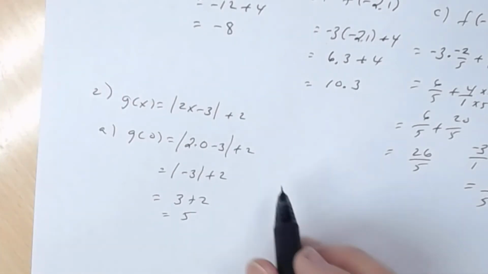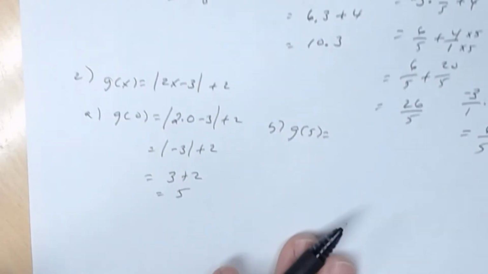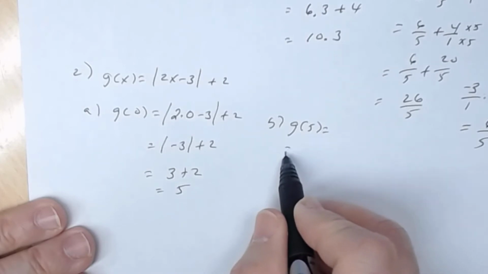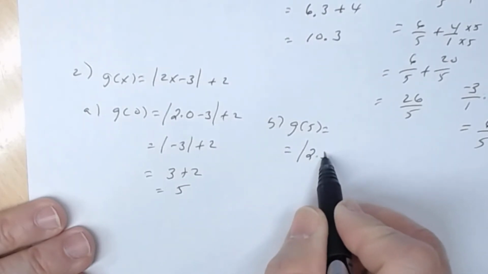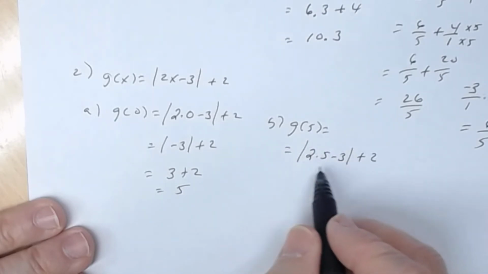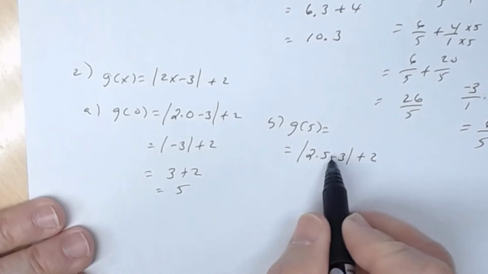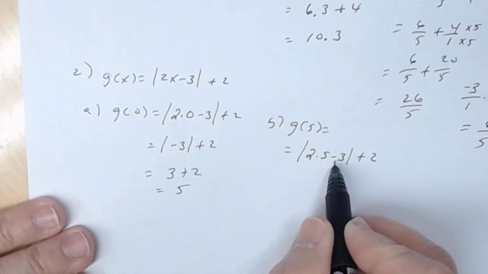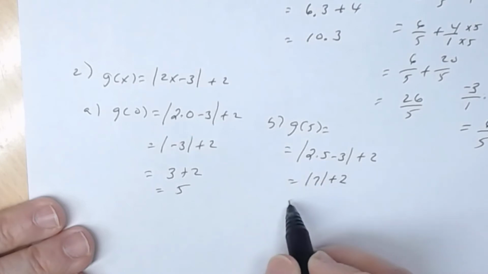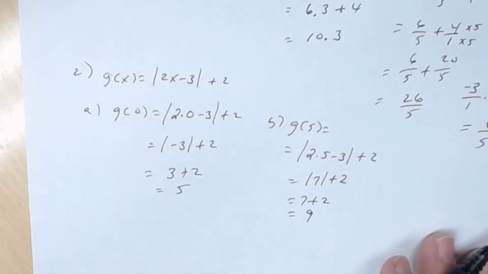All right, part B, you want to find g of 5 this time. So again, where we see the variable x, you're going to substitute 5. So I get g of 5 is going to equal the absolute value of 2 times 5 minus 3 plus 2. So we're going to work within the absolute value bars. Inside the absolute value bars, I'm going to multiply before I subtract. So 2 times 5 is 10. 10 minus 3 is 7. So I get the absolute value of 7 plus 2. And the absolute value of 7 is 7, so 7 plus 2, and that's just 9. So g of 5 is 9.